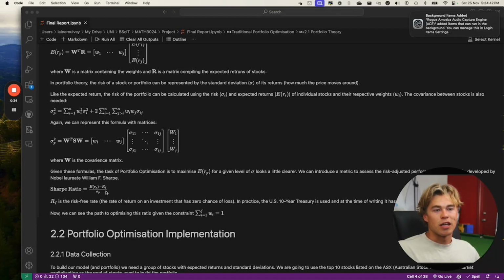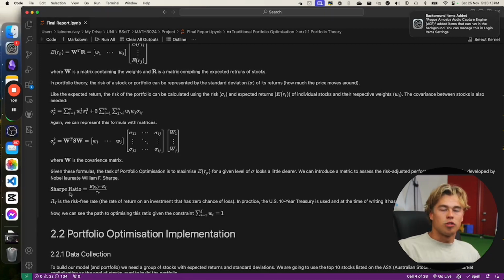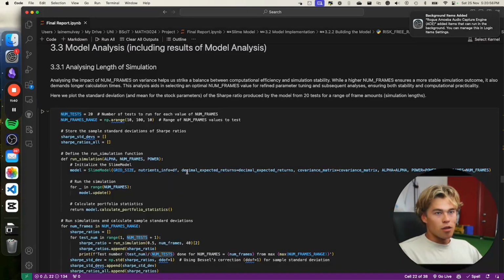So it takes in the return of the portfolio, takes away the risk-free rate, which is the rate of return you can get for no risk, and divides it by the risk of the portfolio. So it's basically the return over the risk of a portfolio. Then I move on to parameter analysis.